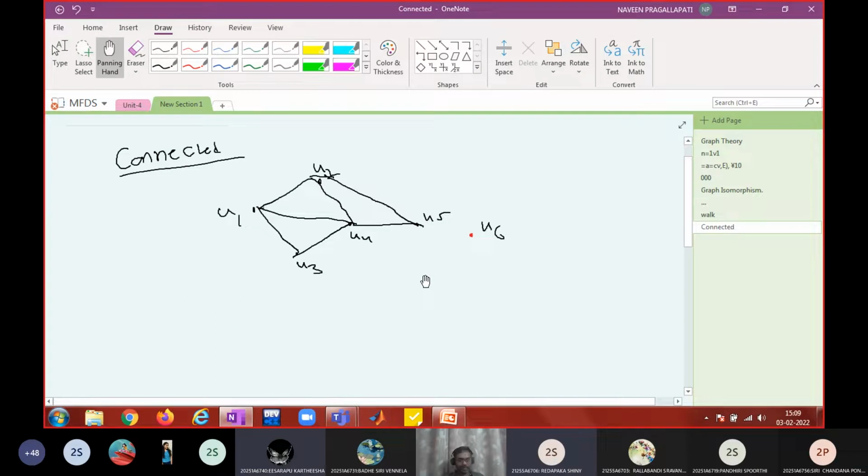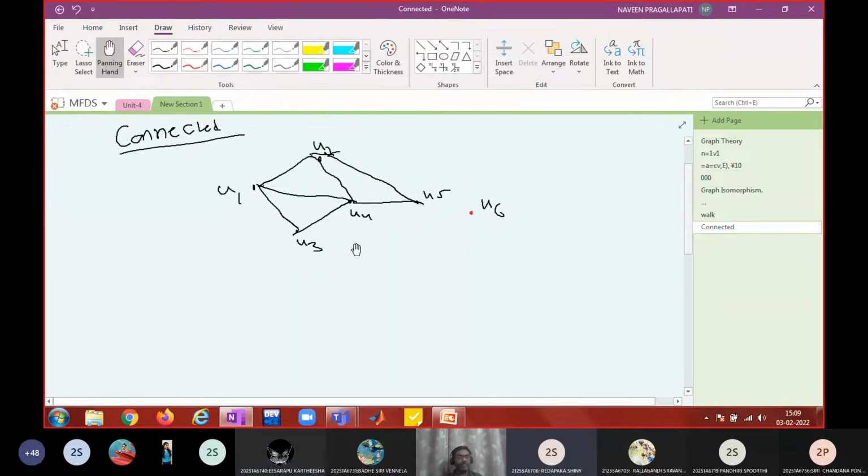If there is a walk between any two vertices, the graph is connected. Otherwise, it is said to be disconnected. Am I right? That means a graph is said to be connected if any pair of distinct vertices are connected. Okay, so something like this. Can I write like this? V1, V2, V3, V4, V5. Is this a connected graph or a disconnected graph?